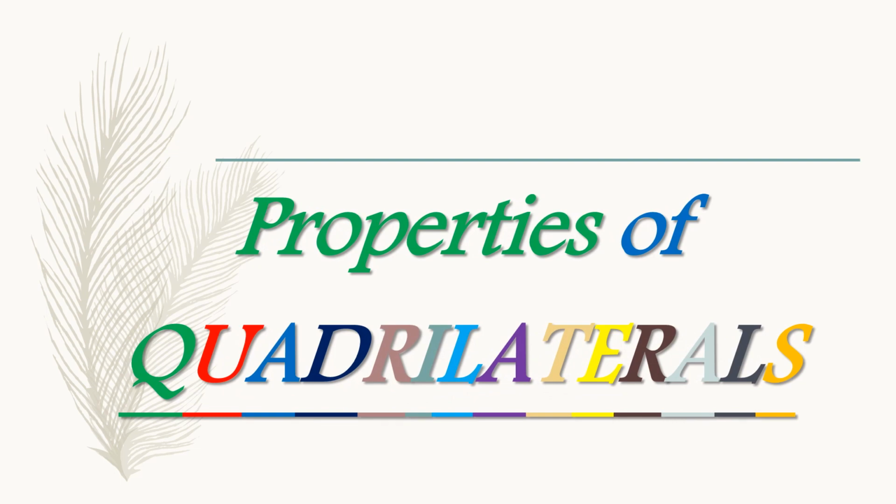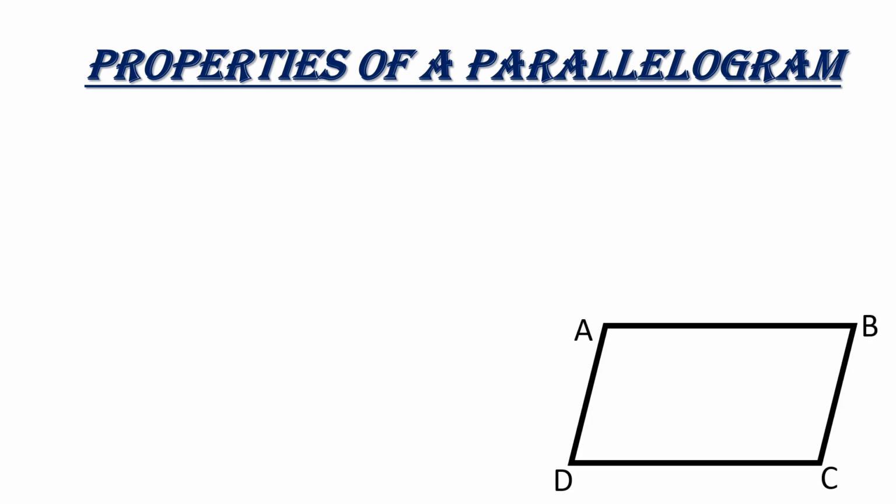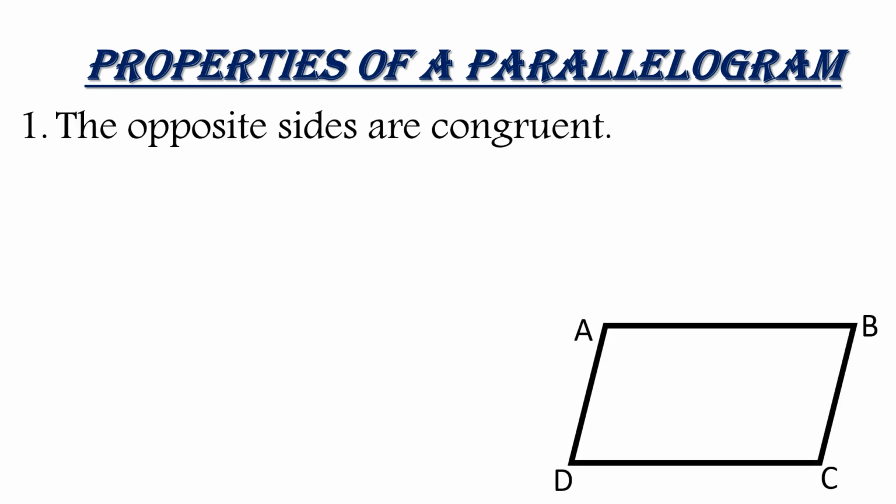Properties of quadrilaterals. Properties of a parallelogram. The opposite sides are congruent. Look at this figure. Side AB and side DC are opposite sides, they are congruent. Side AD and side BC are opposite sides and they are congruent. Hence, opposite sides of a parallelogram are congruent.